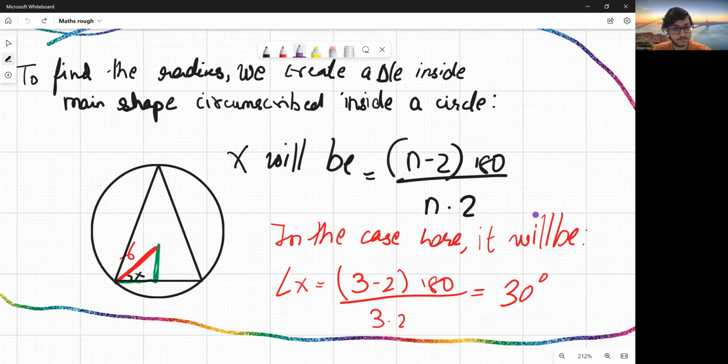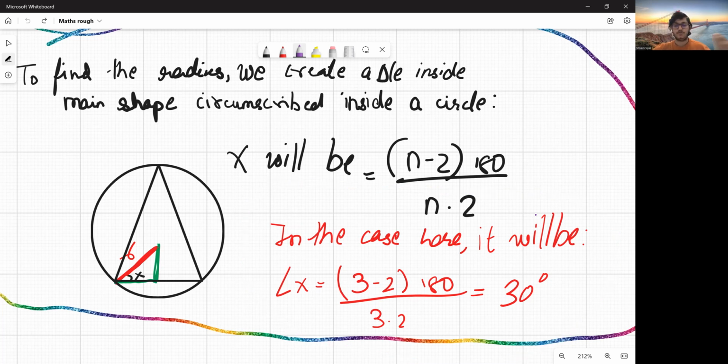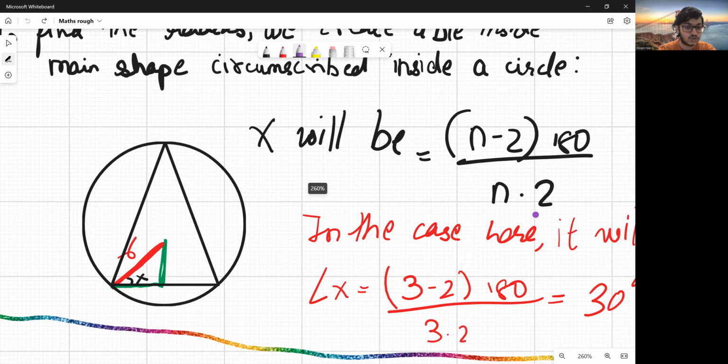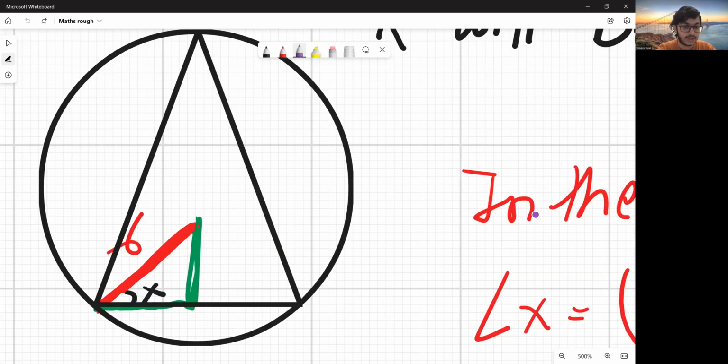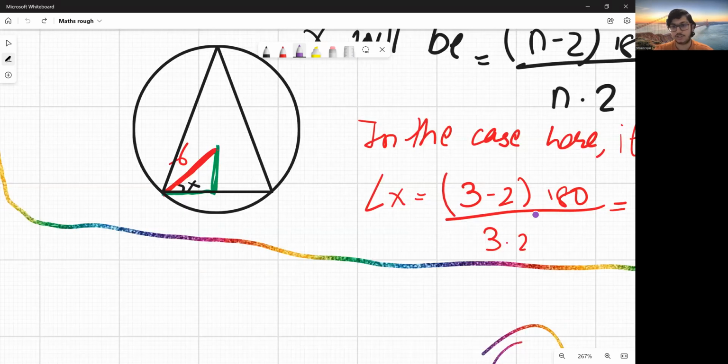In this right triangle that we have created, angle x will be 30 degrees if we go through this whole process that you see here, which is (3 minus 2) times 180 divided by 3 times 2, just to find the particular angle, but at the half, because this line, this R, is bisecting the angle here, that's angle A. That's why it's going to make it a half, so we divide it by 2. After doing all the calculations, we get 30 degrees. So angle x equals 30 degrees.